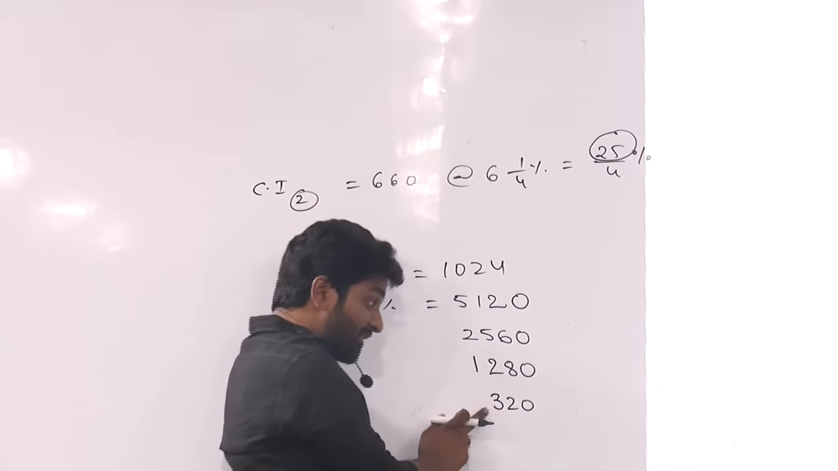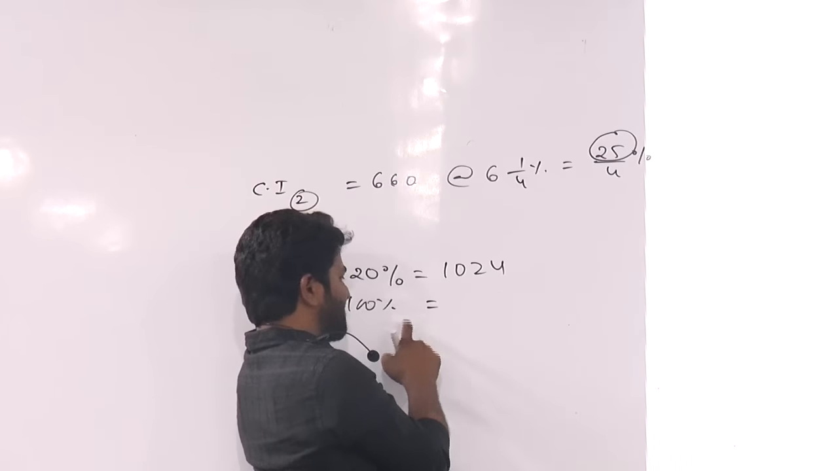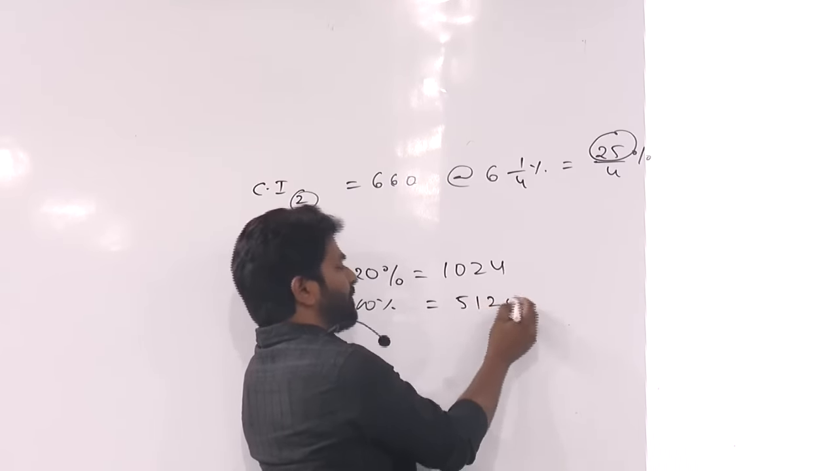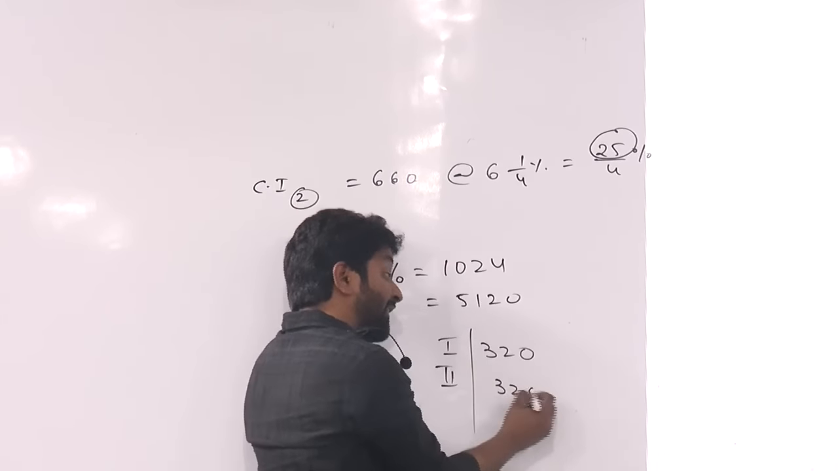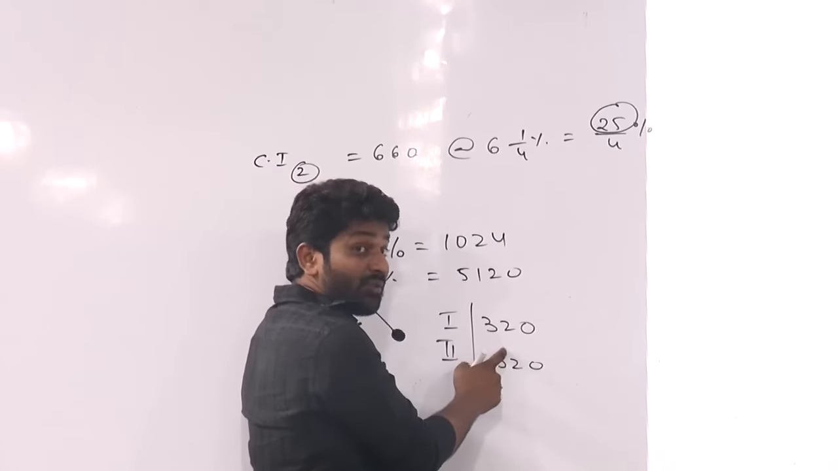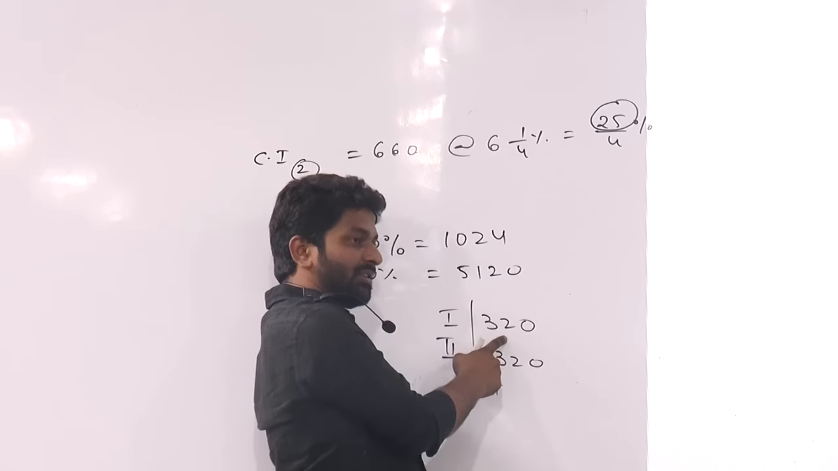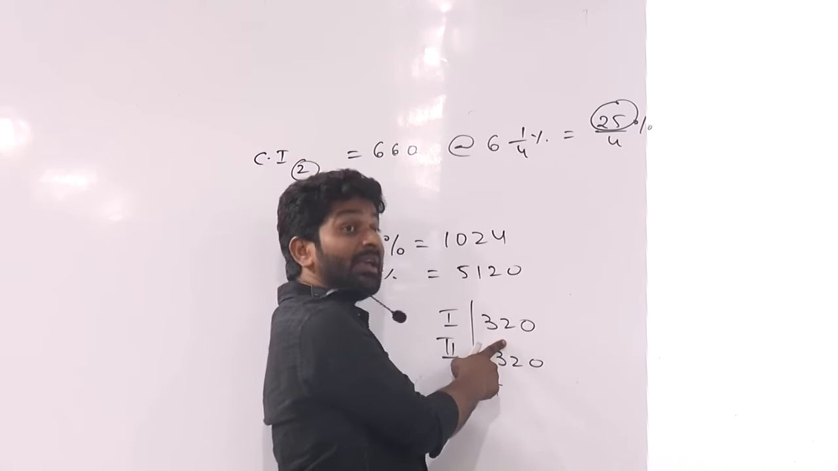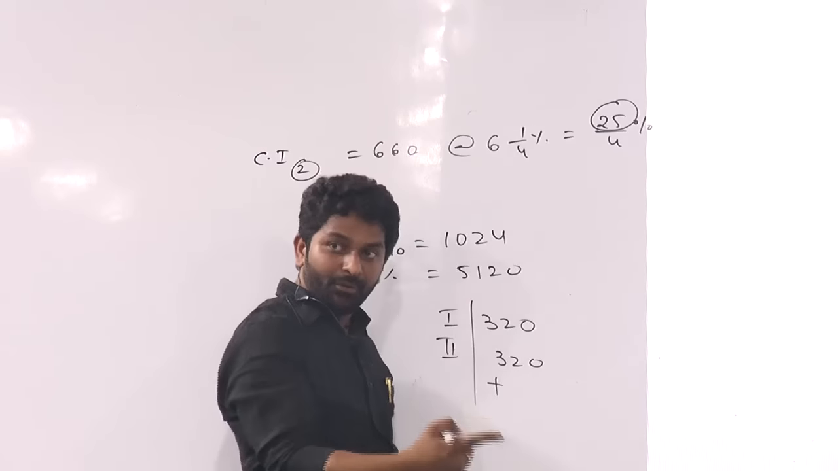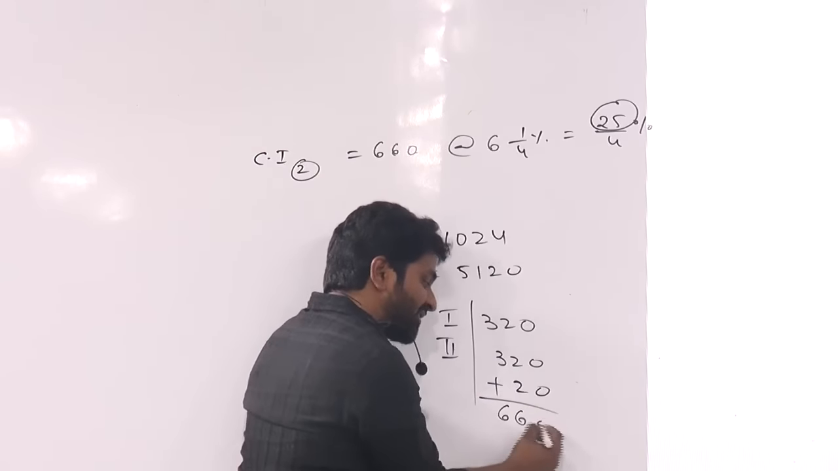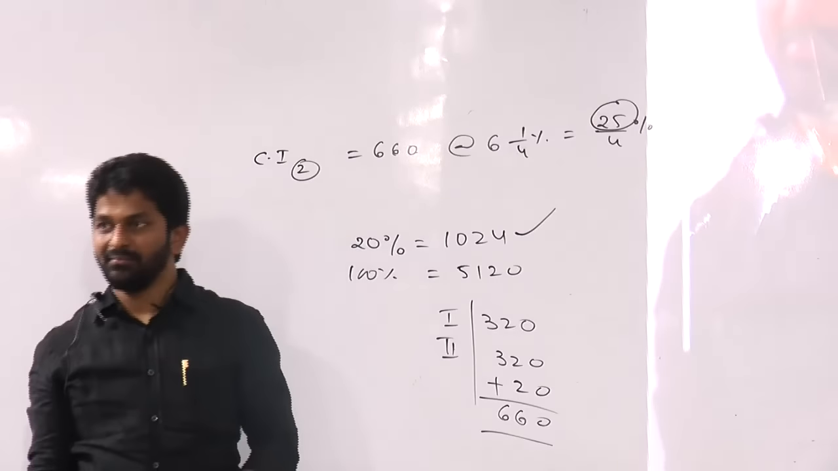Yes? This is 6.1/4%. So first year you will get compound interest. What is this 100% value? 5120. So first year compound interest is 320. Second year also you will get 320 plus 6.1/4% of this number. 50%? 160. 25%? 80. If 25% is 80, 25/4% will be 80/4, which is 20. Is that equal to 660? Yes or no? 1025 is the right answer.